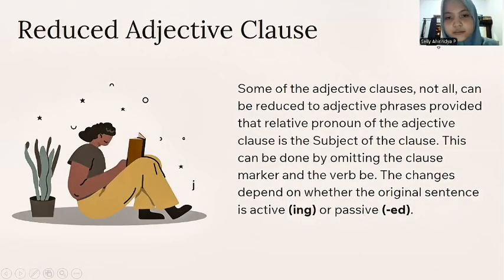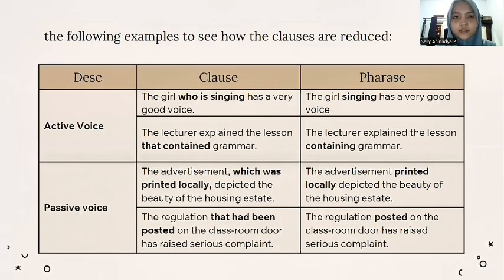Reduced adjective clauses. Some of the adjective clauses, not all, can be reduced to adjective phrases provided that the relative pronoun of the adjective clause is the subject of the clause. This can be done by omitting the clause marker and the verb be. The changes depend on whether the original sentence is active (-ing) or passive (-ed). The following examples show how the clauses are reduced.